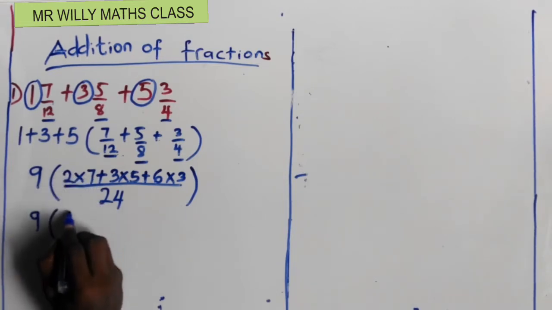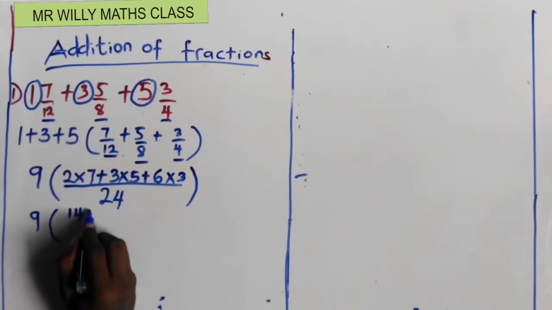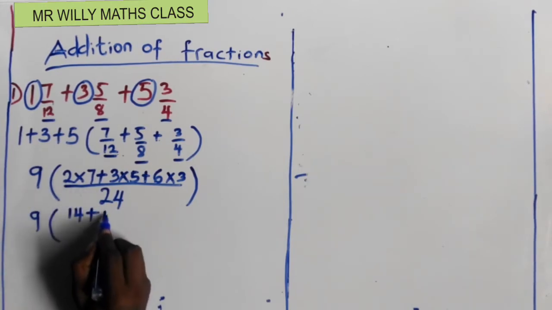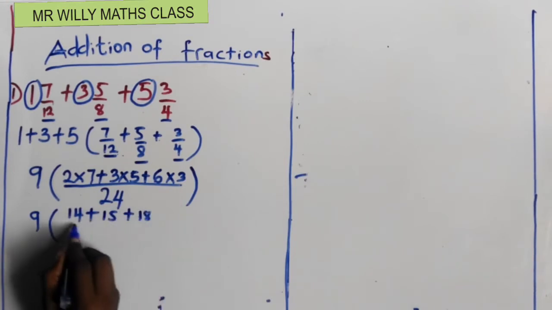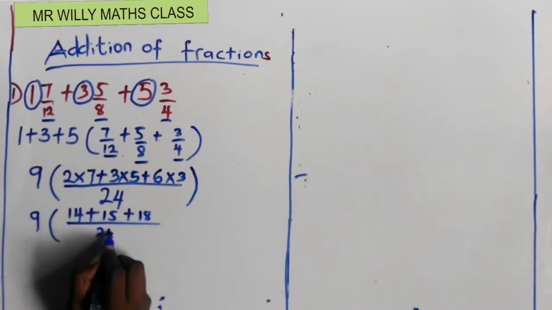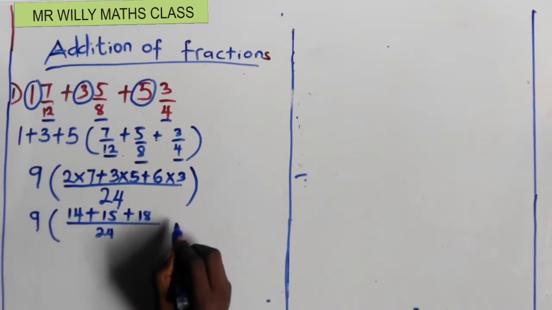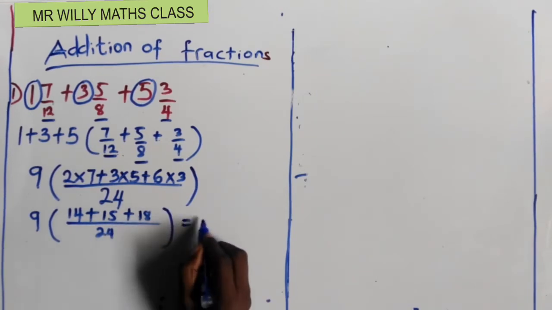The 2 times 7 is what? That will be 14, plus 3 times 5, that will be 15, plus 6 times 3, that will be what? 18, all over 24. So that will give us 9.